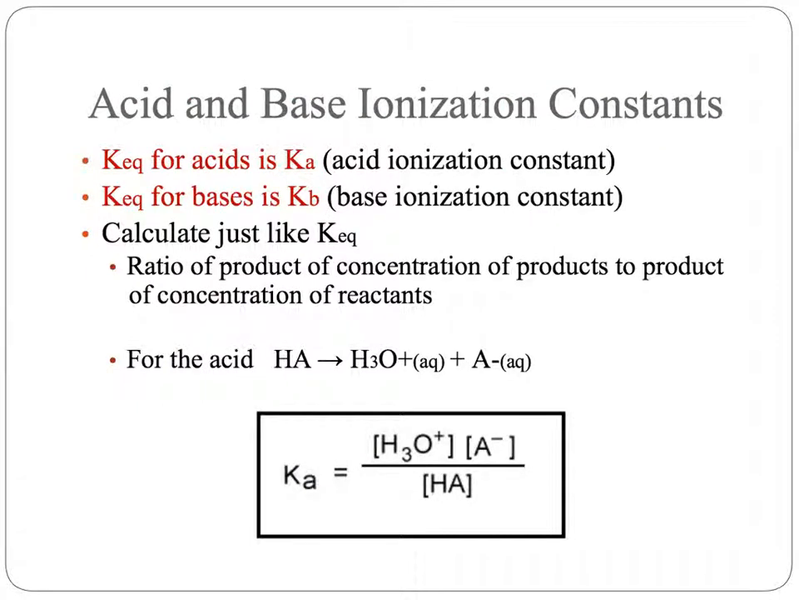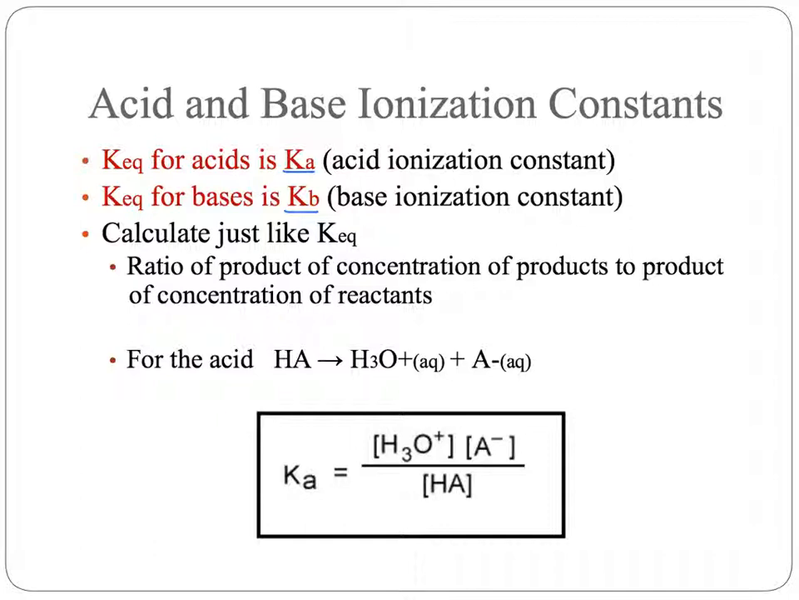You can write specific acid and base ionization constants instead of saying an equilibrium constant, since we're talking about an acid reaction or a base reaction. Then we can have an acid ionization constant that's Ka instead of Keq. And again, Kb for a base ionization constant. But actually you calculate this just like you're doing the equilibrium constants, where you have a ratio of the product of the concentration of products to the product of the concentration of reactants.